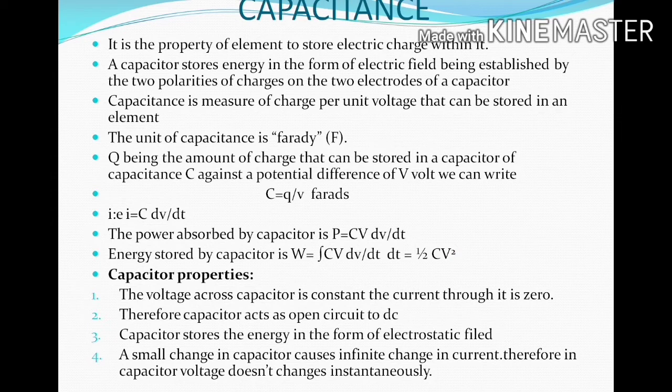Observing the properties of a capacitor: when the voltage across the capacitor is constant, the current through it is 0, which means in DC circuits the capacitor acts as an open circuit. A capacitor never dissipates energy; it stores it. A small change in voltage in zero time would cause an infinite current, so a capacitor never allows sudden changes of voltage across it.